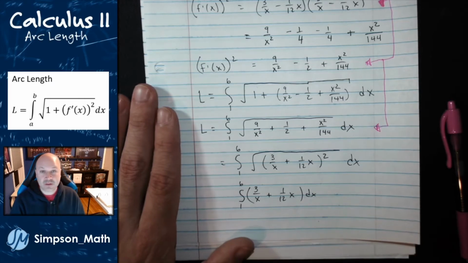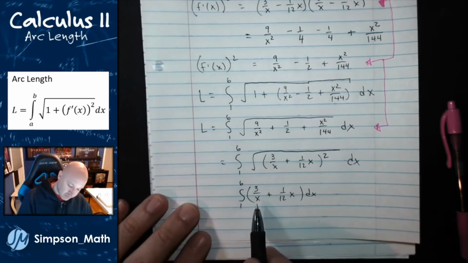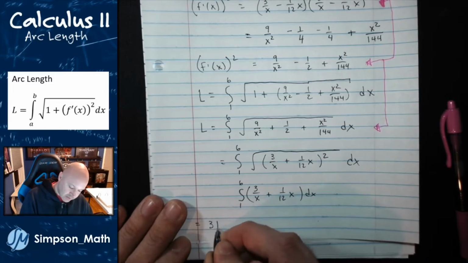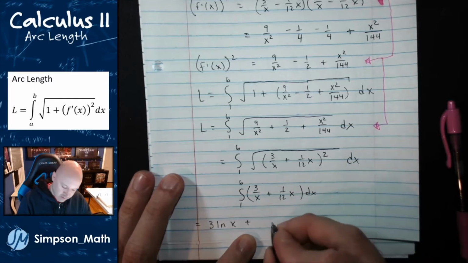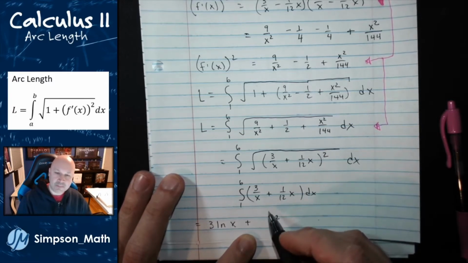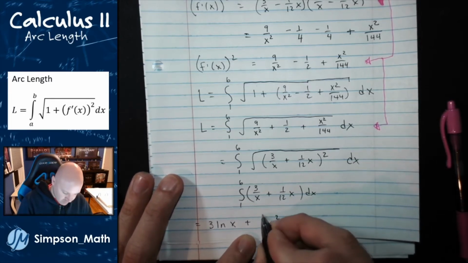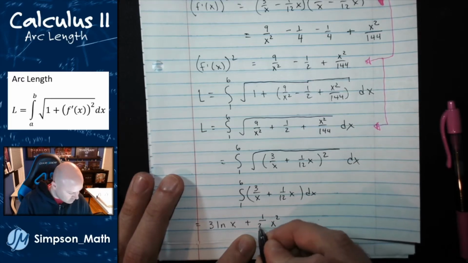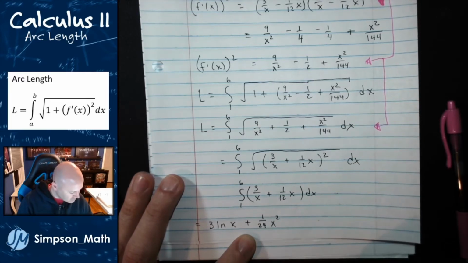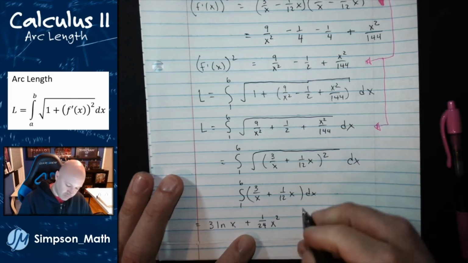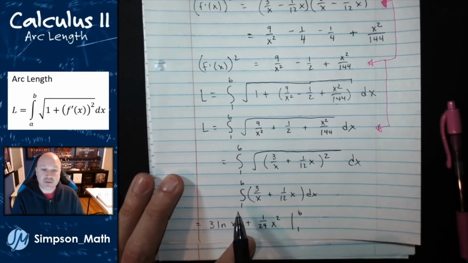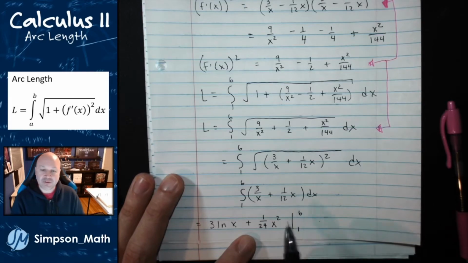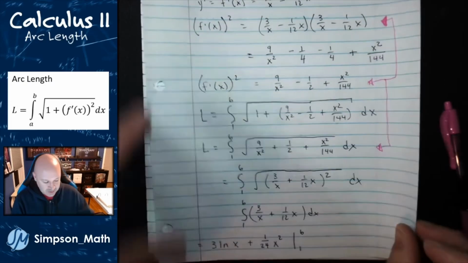I got this. That's just 3 times the natural log of x plus, this is going to go up to a square, multiply out front by the reciprocal of 2, which is a half, so it's going to get even smaller, 1/24. But I am doing this with limits of integration, so I need to apply the fundamental theorem of calculus, plug in a 6, and subtract plugging in a 1.